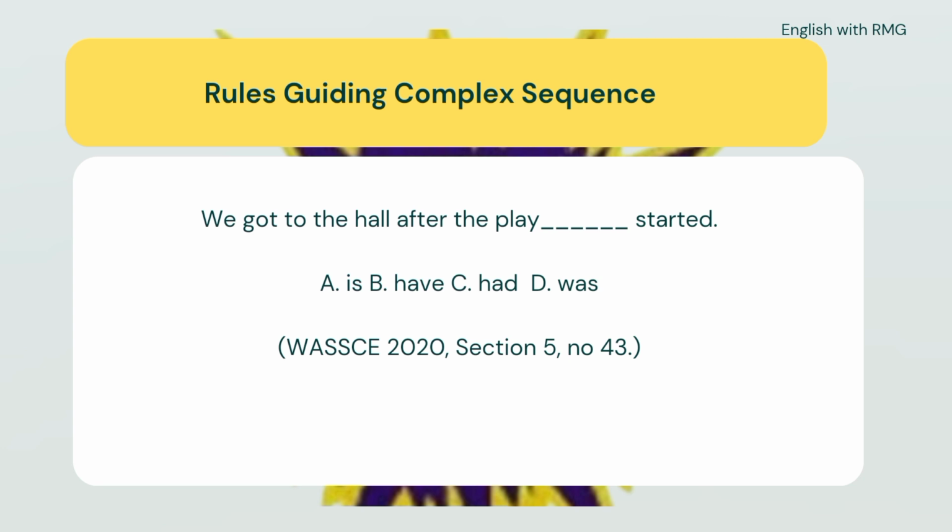Let's consider a question from the WAEC past question. So we have WASSCE 2020, section 5, number 43. We got to the hall after the play dash started.